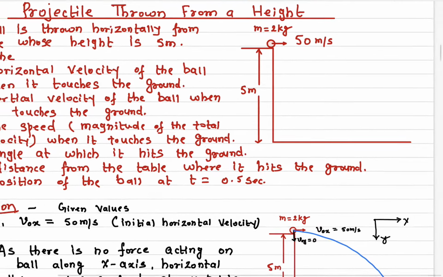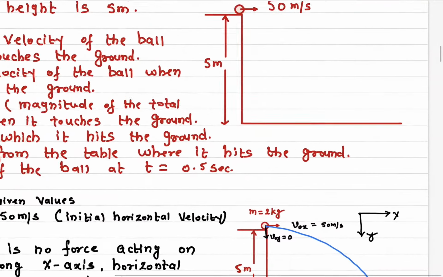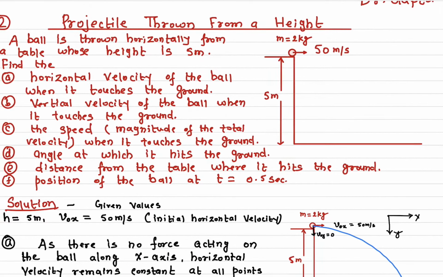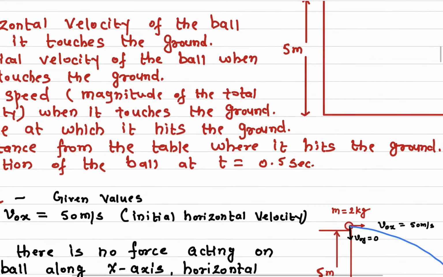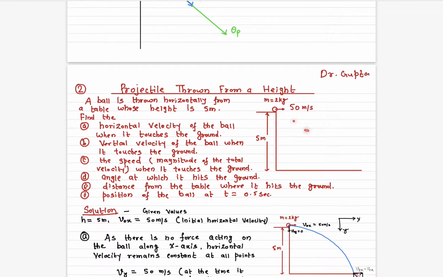Now the question is, how far will it reach on the ground? How long does it take to reach the ground? What are the x velocity and the y velocity when it hits the ground? At what angle does it hit the ground? These are the questions we need to answer. Also, at time equals 0.5 seconds, where is the particle located? It could be anywhere, so we need to find the exact position at time equals 0.5 seconds.